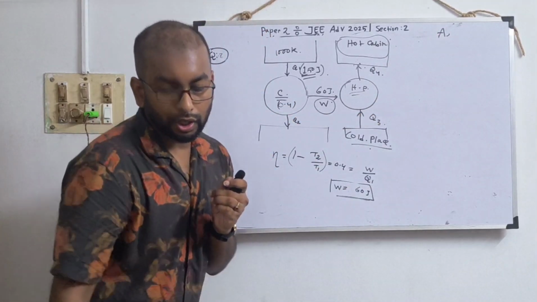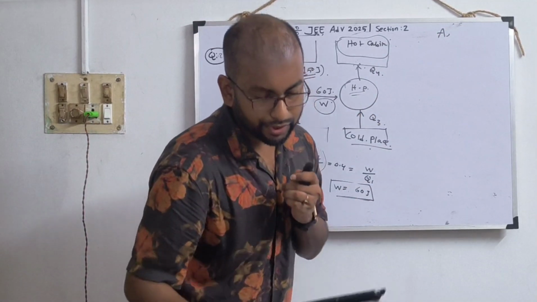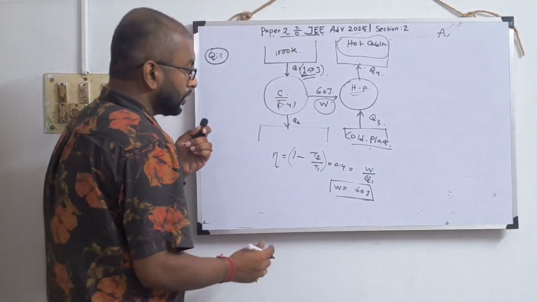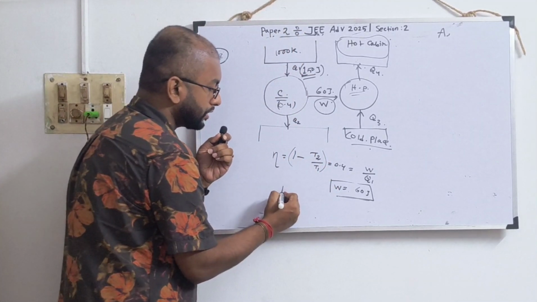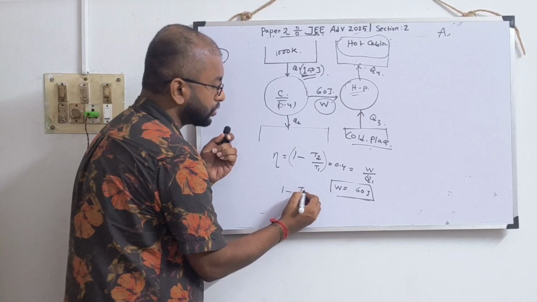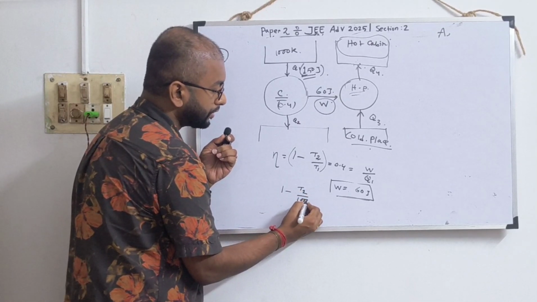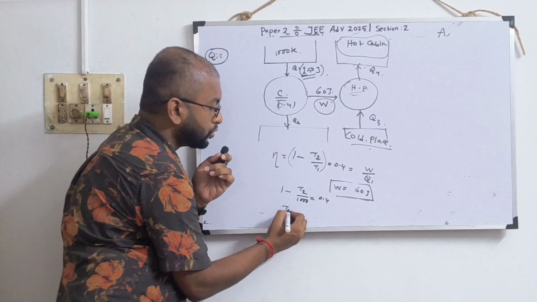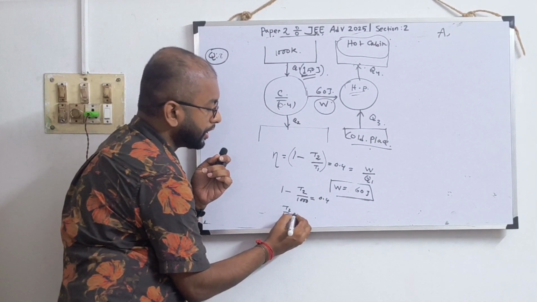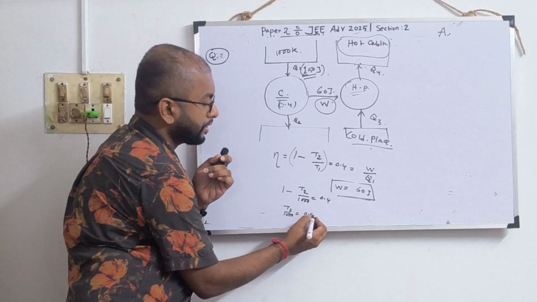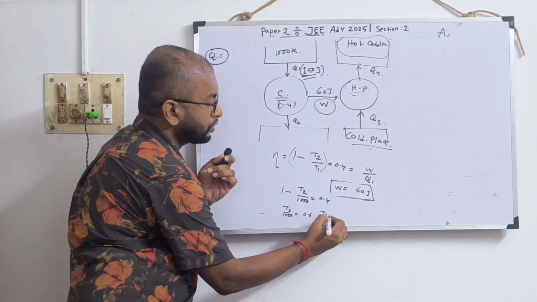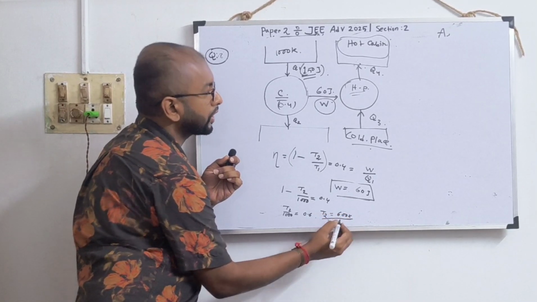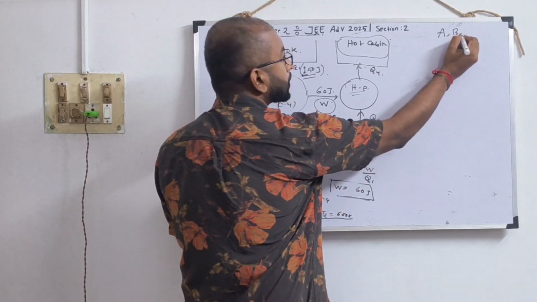Now option number B: temperature of the cold reservoir of the Carnot engine is 600 Kelvin. So it is given that 1 minus T2 by 1000 is 0.4. So T2 by 1000 is going to be 0.6. So what is the value of T2? 600 Kelvin. So option B is also correct.